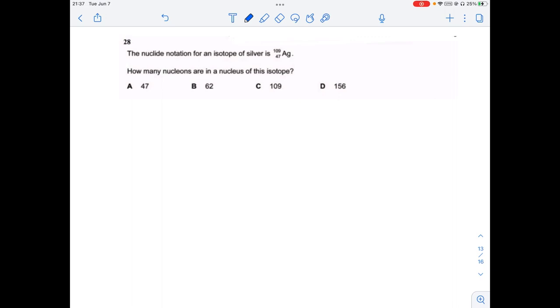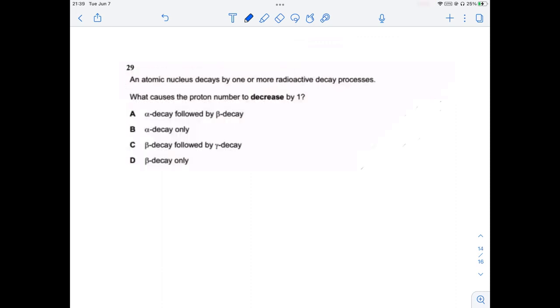So question number 28. The nuclear notation for an isotope of silver is 109 47 Ag. How many nucleons are there? This is a simple question. Nucleons is going to be 109. So the answer is going to be 109. Nucleons is nothing but the number of neutrons and protons, which is going to be 109. So that's going to be the answer for question number 28.